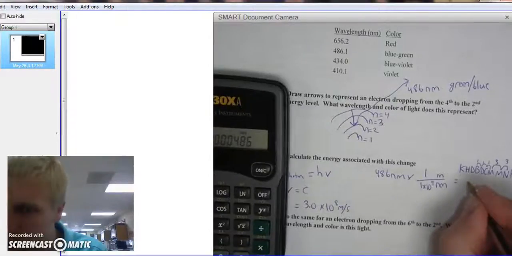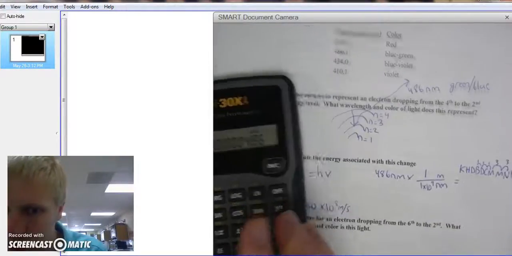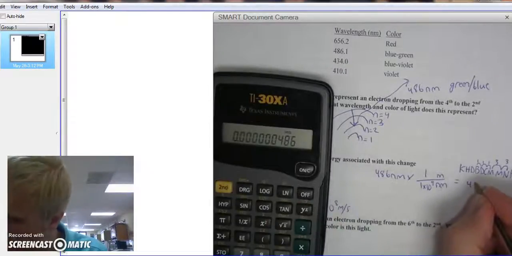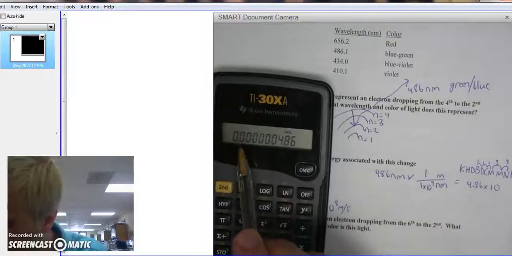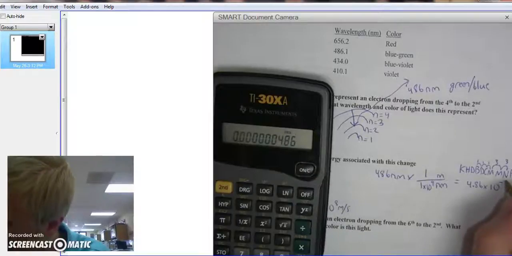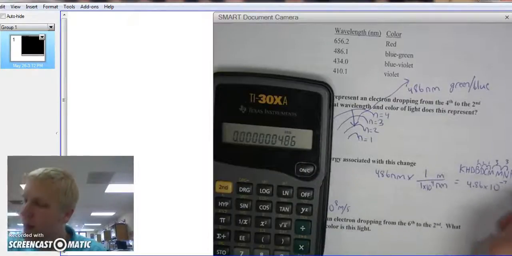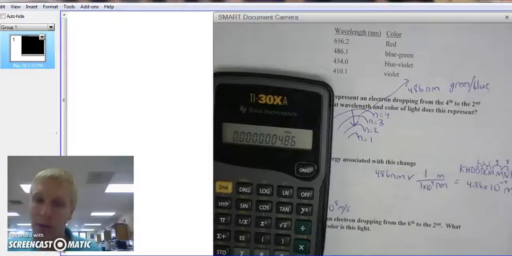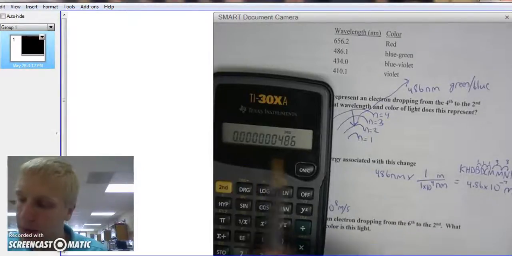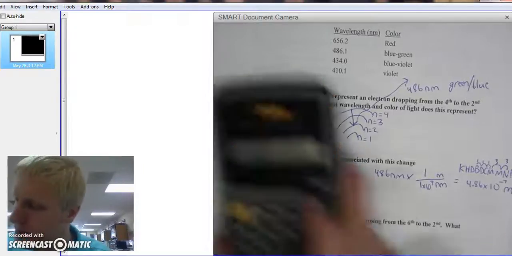Alright, and that gives me, let's count those zeros, put those in the video so you can see it. Basically, it's 4.86 times 10 to the negative 7. So that's how many meters we're dealing with. And it's a negative exponent because our number is less than 1.